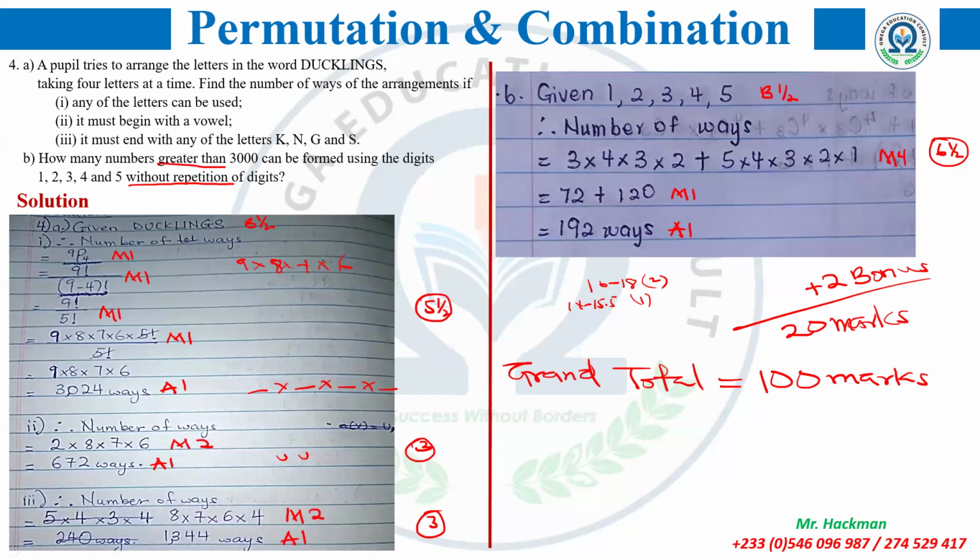All right. So in all, if you sum questions 1 up to 4, you are supposed to get 100 marks. So indirectly, 100%. So please do the needful.